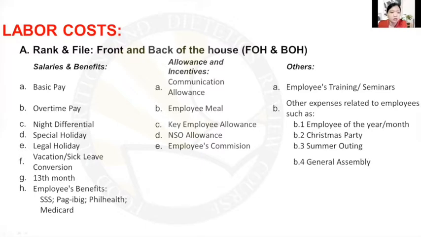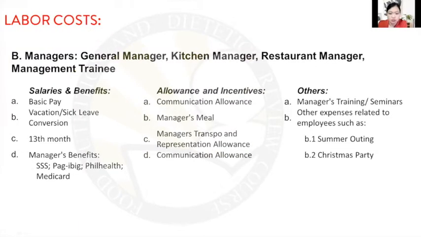and other costs like employee trainings and seminars. If the company conducts awardings for Employee of the Year, Christmas party, summer outing, and general assembly. So those costs are counted under the labor costs. So not just for the employees, but also for the managers, which includes basic pay, the vacation and sick leave conversion, 13th month pay, and the other benefits and incentives.